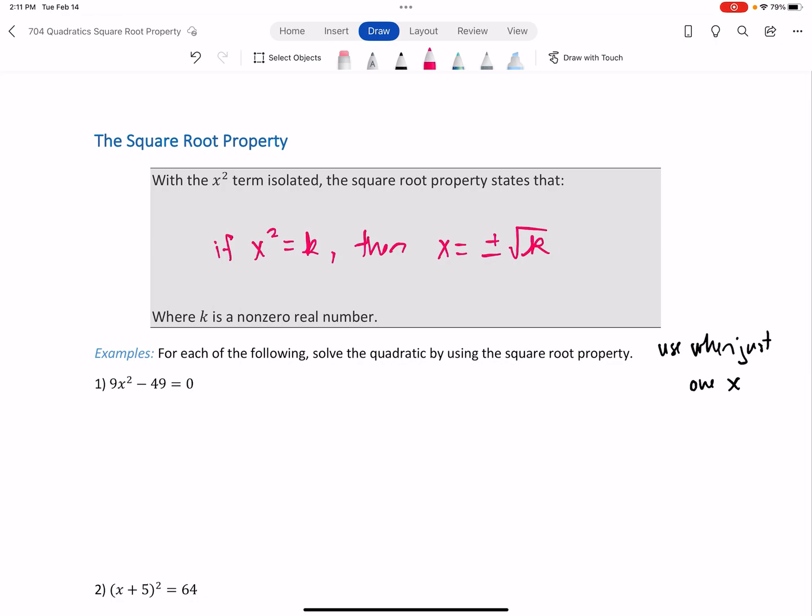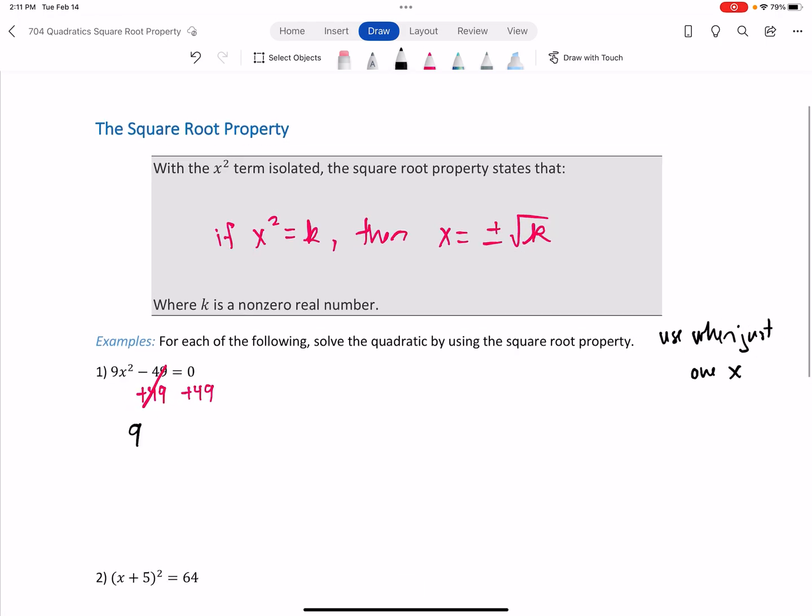So let's start with this first example. 9x squared minus 49 is 0. I'm going to start by trying to get that x squared term all by itself. So I'm going to add 49 to both sides. 9x squared is 49. Divide by 9. X squared is 49 over 9.